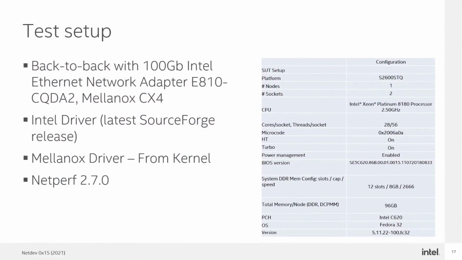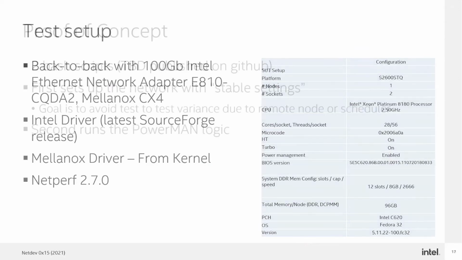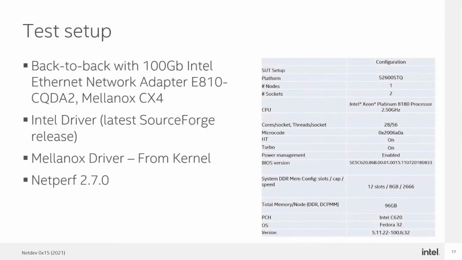Hey, this is Brett, and I will talk a little bit about the setup and the experiment. For the setup, we ran a back-to-back 100 gigabit Intel Ethernet adapter E810 with a Mellanox ConnectX-4, and we used the latest Intel driver from the SourceForge release, and the Mellanox driver was in kernel, and we used Netperf 2.7. And then there's some details here on the right about the system under test that was running the script that we talked about. Next slide, please.